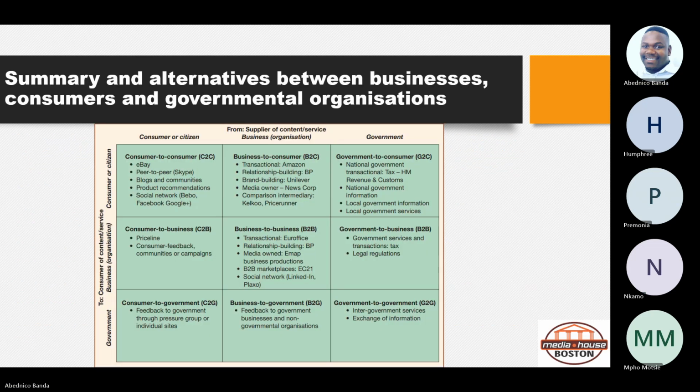Okay, perfect. So here is a detailed table that shows a summary and alternatives between businesses, consumers, and governmental organizations. You've got consumer to consumer, business to consumer, government to consumer, consumer to business, business to business, government to business, consumer to government. You can actually sell something to government. Then you've got business to government, then government to government.